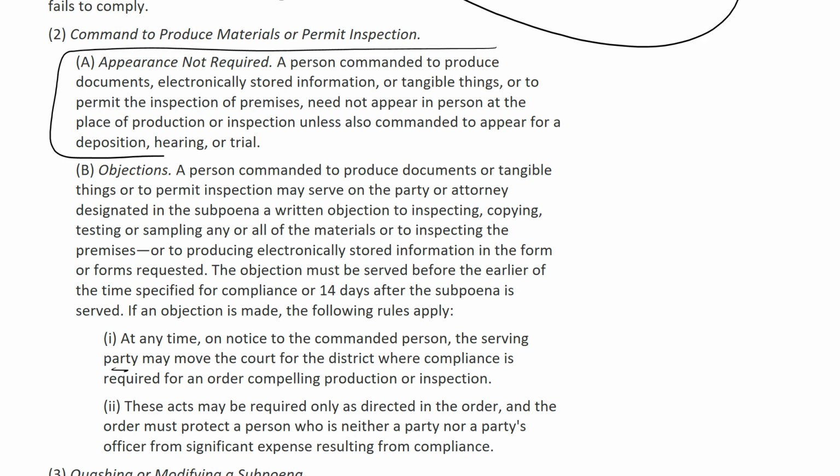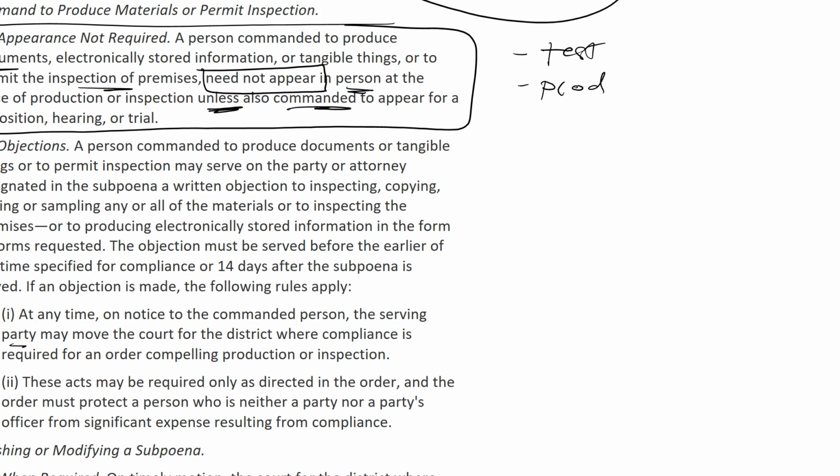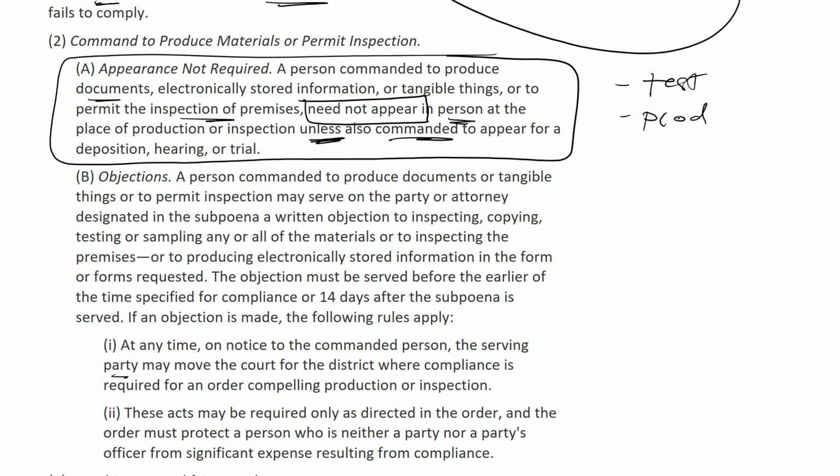Remember how I said at the beginning that a subpoena can either seek testimony or production of documents or information, one or the other or both? Well, this rule makes it clear. The person commanded to produce documents, ESI, or tangible things, or to permit the inspection of premises need not appear in person at the place of production or inspection, unless also commanded to appear for deposition, hearing, or trial.